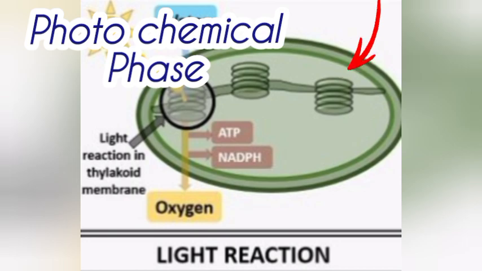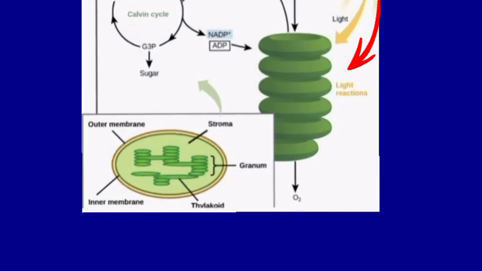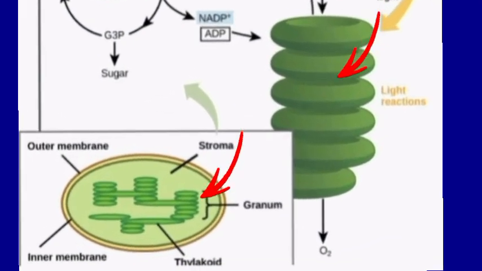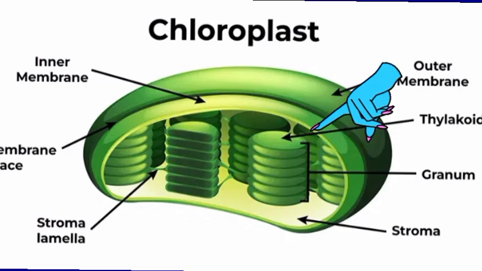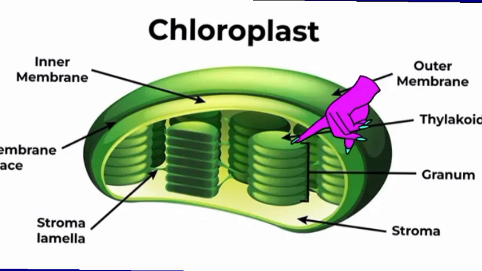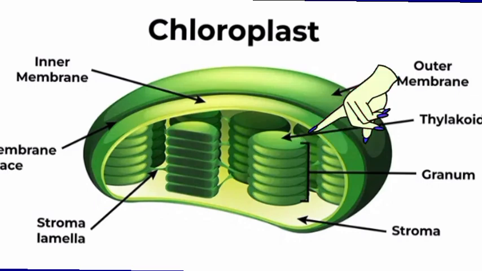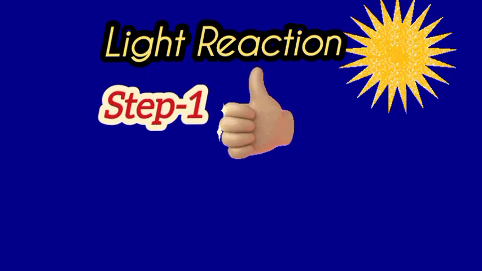What are grana in chloroplasts? You can see here, grana are the stacks of thylakoids arranged on one another. We know that grana are made up of the innermost layer of the chloroplast. In this layer, chlorophyll is embedded. It means chlorophyll is present in this layer. We know that chlorophyll is present in chloroplast, but it is not present in the whole chloroplast, only in thylakoids. Okay, let's see step 1 in light reaction.